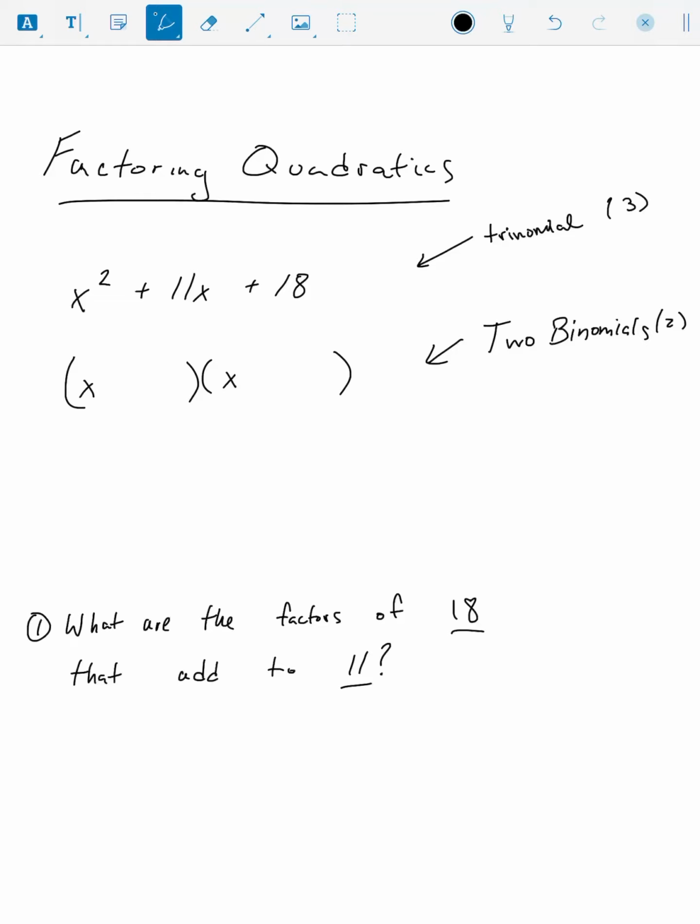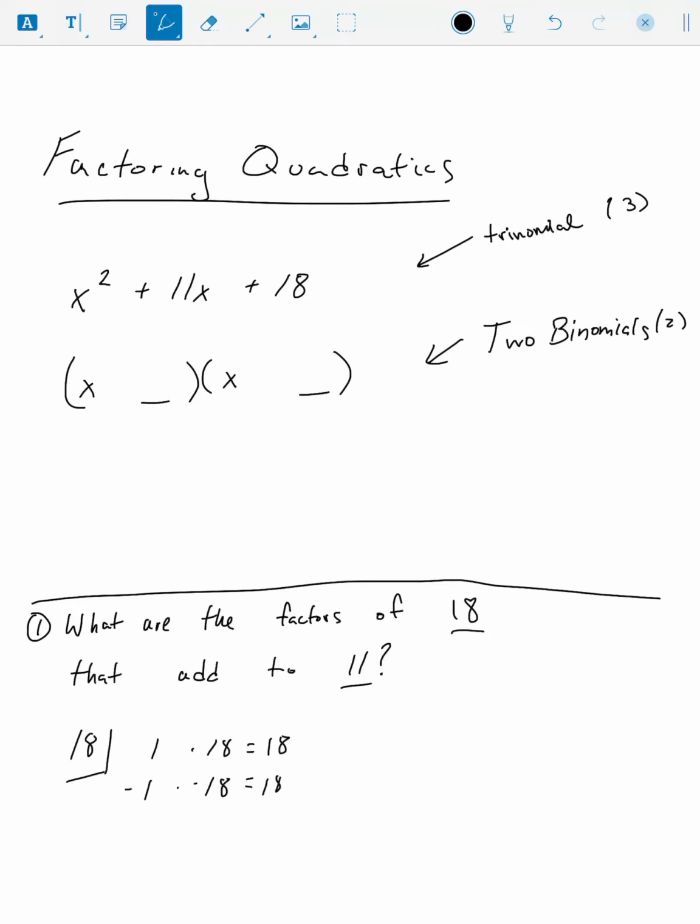Now, to get the second term of the binomial, you have to ask yourself this question down here. What are the factors of 18 that also add to 11? Now, 18's got a few factors. So if we're going to factor out 18, we know we can do 1 times 18. You can also do the negative side of things, negative 1 times negative 18. And in that case, you'll get 18 for both answers. So 1 and 18 are factors of 18.